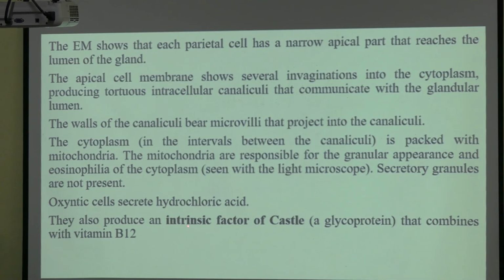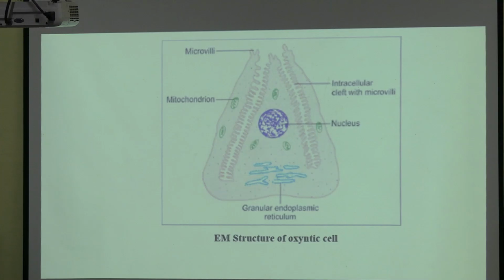Along with that, they also secrete the intrinsic factor of Castle. Okay, intrinsic factor of Castle. Now this is very important because it helps in the absorption of vitamin B12, or else there will be a condition called pernicious anemia. Now here you can see the EM structure of the oxyntic cell or parietal cell. Okay, so these are the intracellular clefts with microvilli. Okay, so the secretions are coming out through this intracellular cleft.